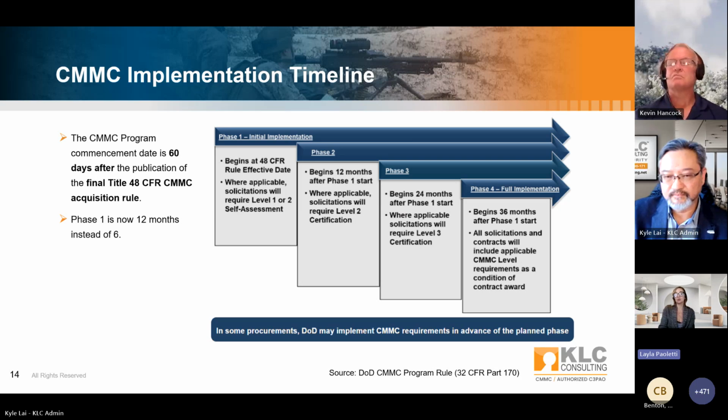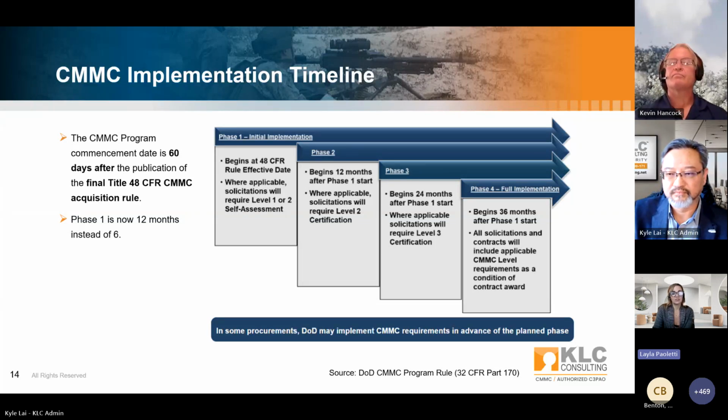And so phase 2, which will begin 1 year out or 12 months after phase 1, will begin to add contracts and solicitations that require the level 2 third-party assessment, that level 2 certification rather than self-assessment. Phase 3 is 24 months after phase 1 starts. That's when we'll start to see the level 3 solicitations appearing in those DoD contracts.